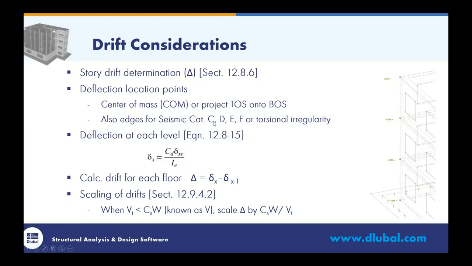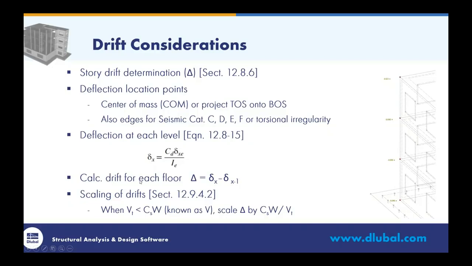Now for seismic design category C through F, or if we have torsional irregularity, the standard tells us that we must also consider edges. Well, this is fairly easy to determine within RFEM, which I'll show you guys in just a minute, but just keep in mind that deflection is not purely the information that we pull from the program, but rather it comes from equation 12.8-15, where we multiply this deflection times the deflection amplification factor C sub d, and we divide by the importance factor I sub e. So this is the true deflection according to the ASCE 7.